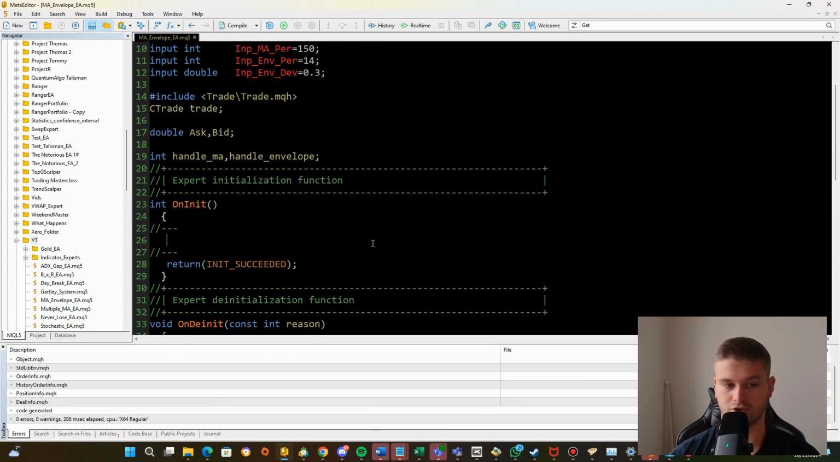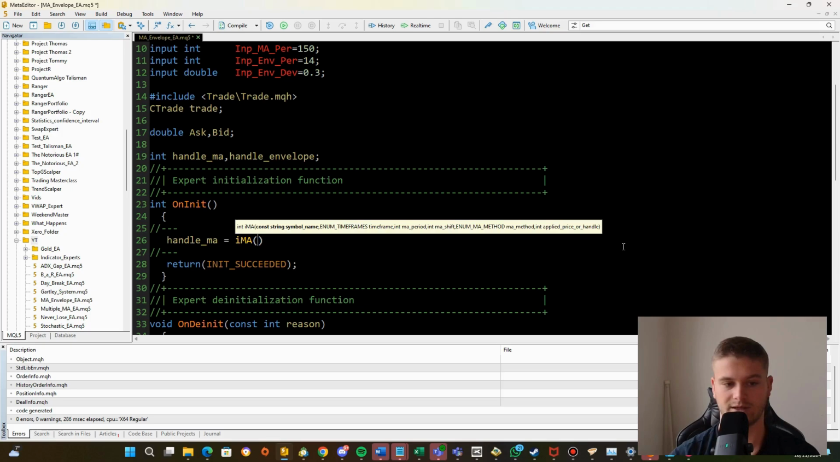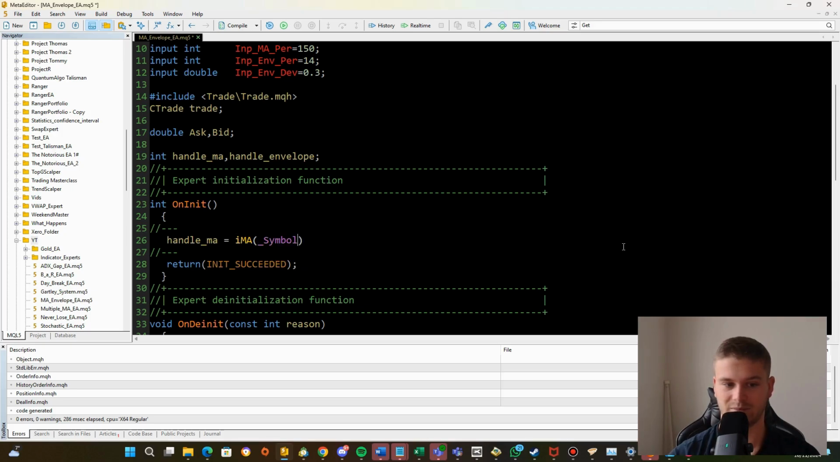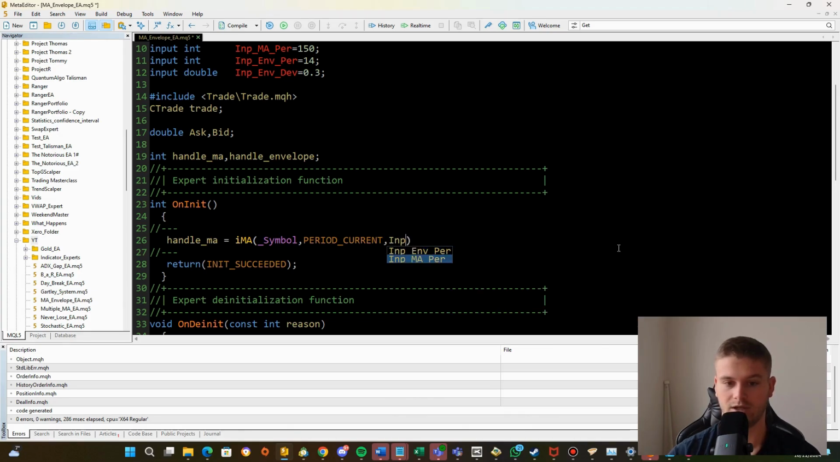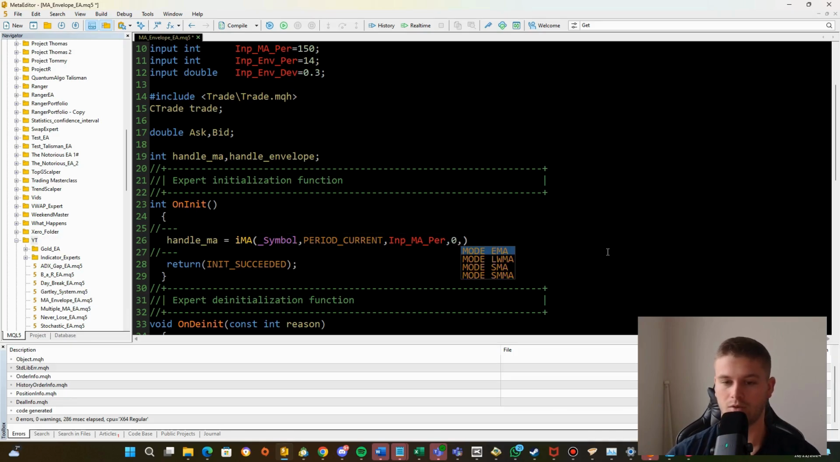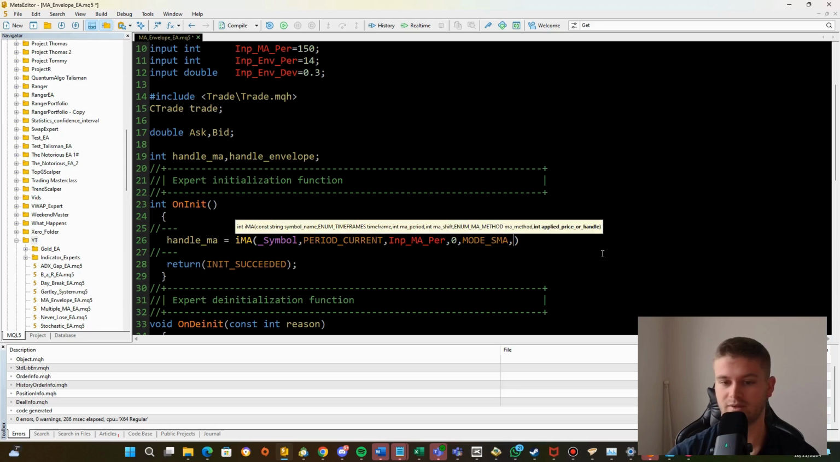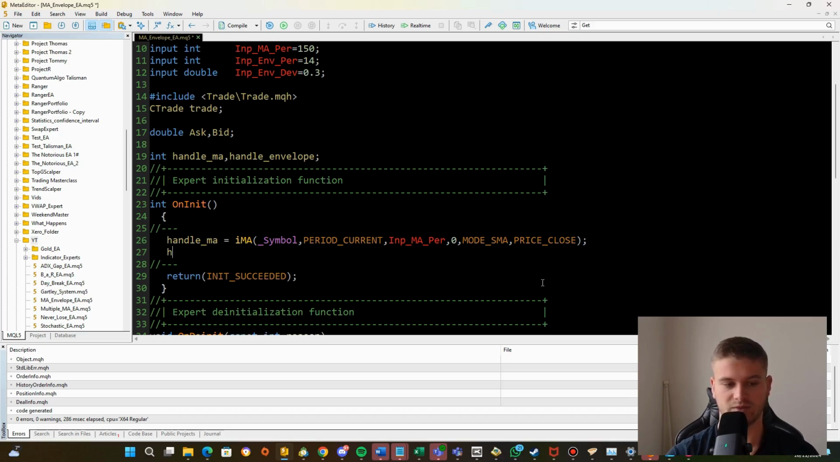So now on init function, I will do simply handle MA is equal to iMA for the current symbol, current period, moving average period is equal to the input moving average period, shift is equal to 0. Now modes. Okay, so I think we can go with exponential moving average. Like it shouldn't, or let's go with the simple one. Yeah, simple moving average, and price is based on the closing price. Perfect.